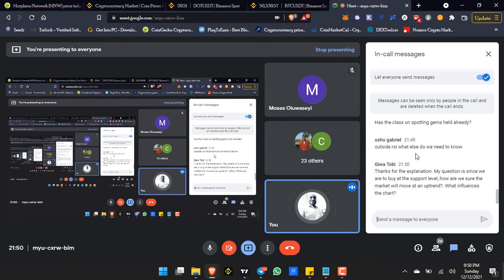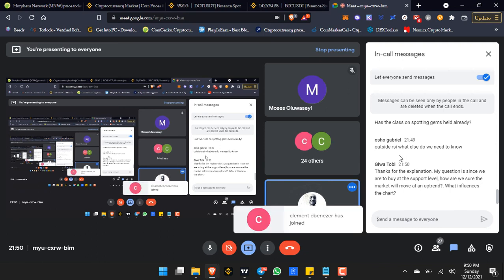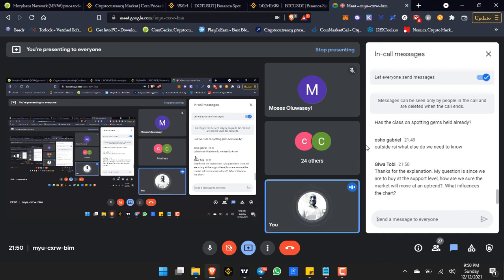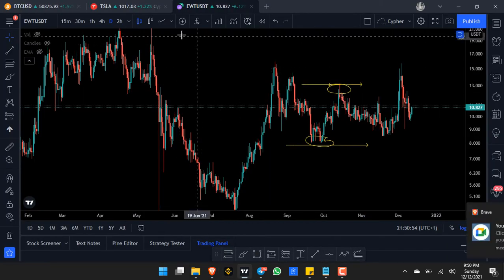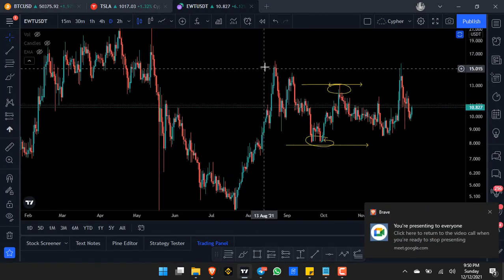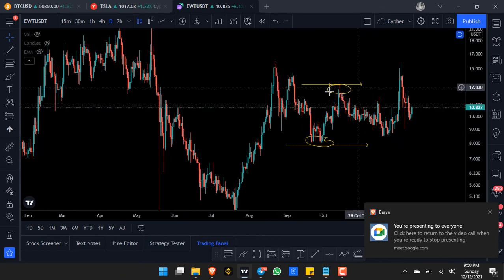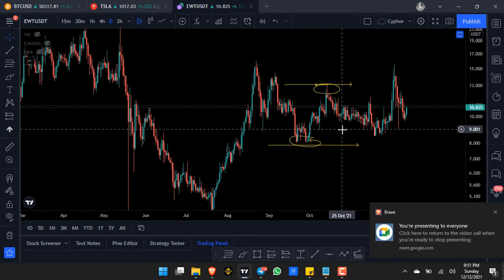Aside RSI, what else do we need to know? I've told you what you need to know as a beginner. The purpose of this, let's not forget, is for newbies. So I cannot start teaching you indicator as a newbie. You need to learn price action, you need to learn support and resistance. Every indicator in the market reacts to this support and resistance that I have explained to you now.